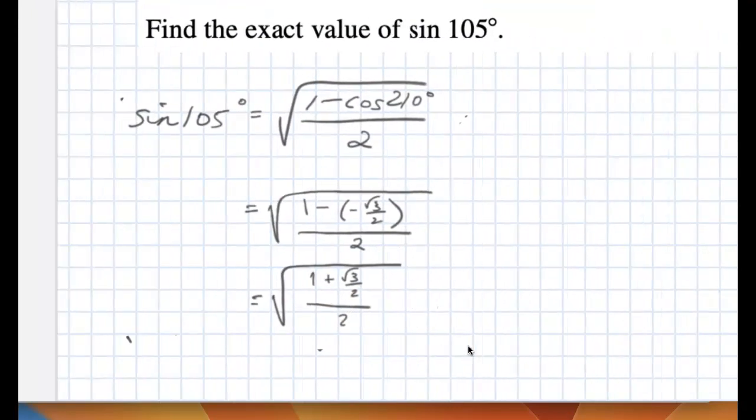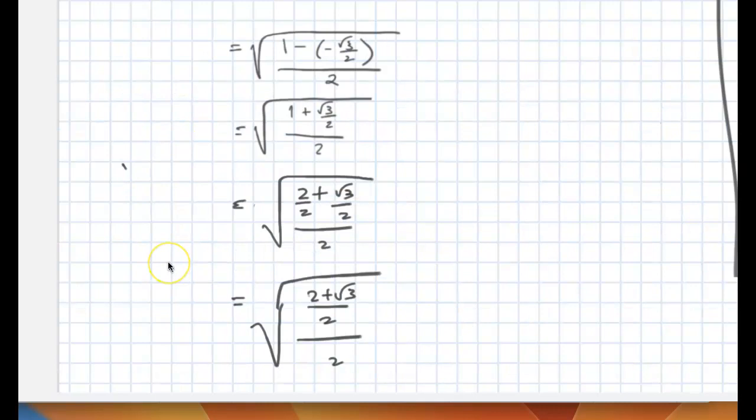Again, doing the whole pause reveal thing. Let's see how you can do. This is definitely getting very fiddly. There's the 2 over 2 that I predicted, and the root 3 over 2. Right? That is now 2 plus root 3 over 2, and all of that is being divided by 2, right?